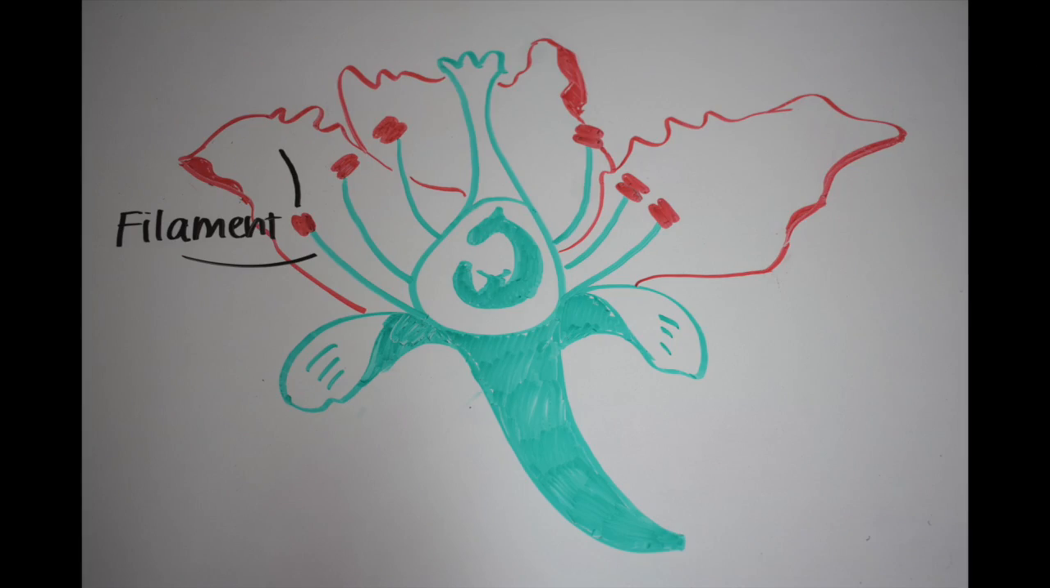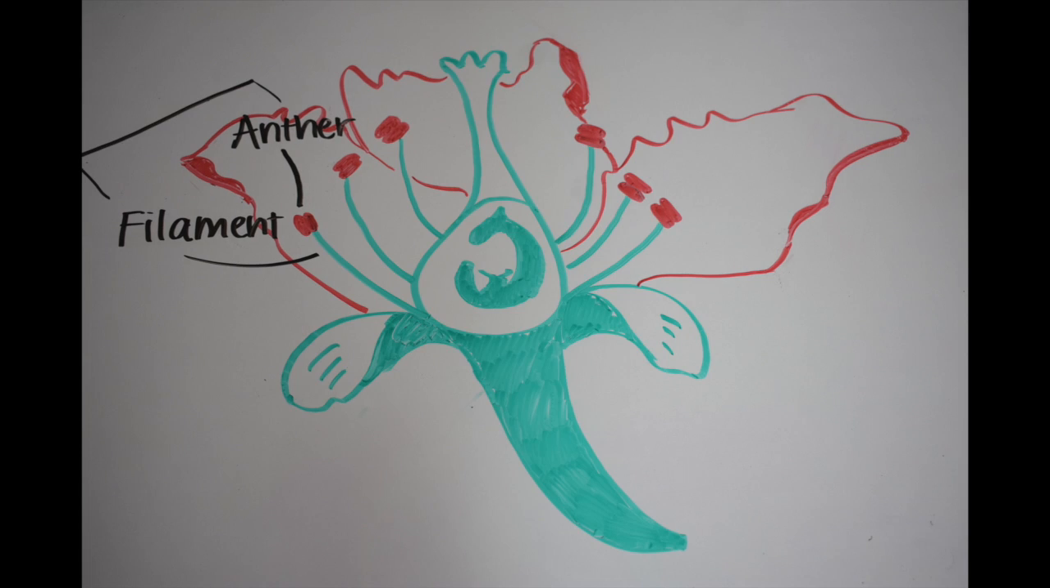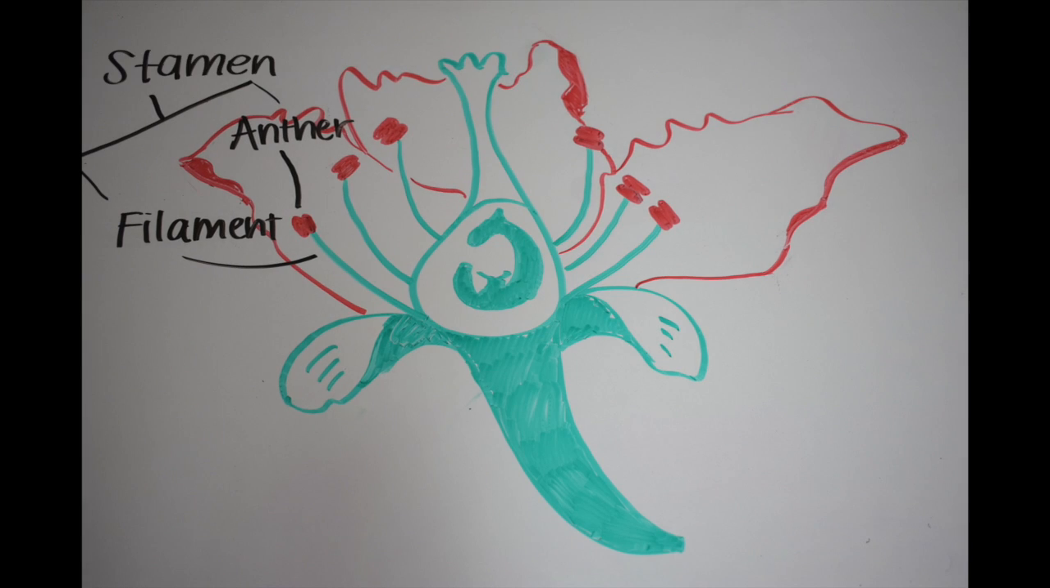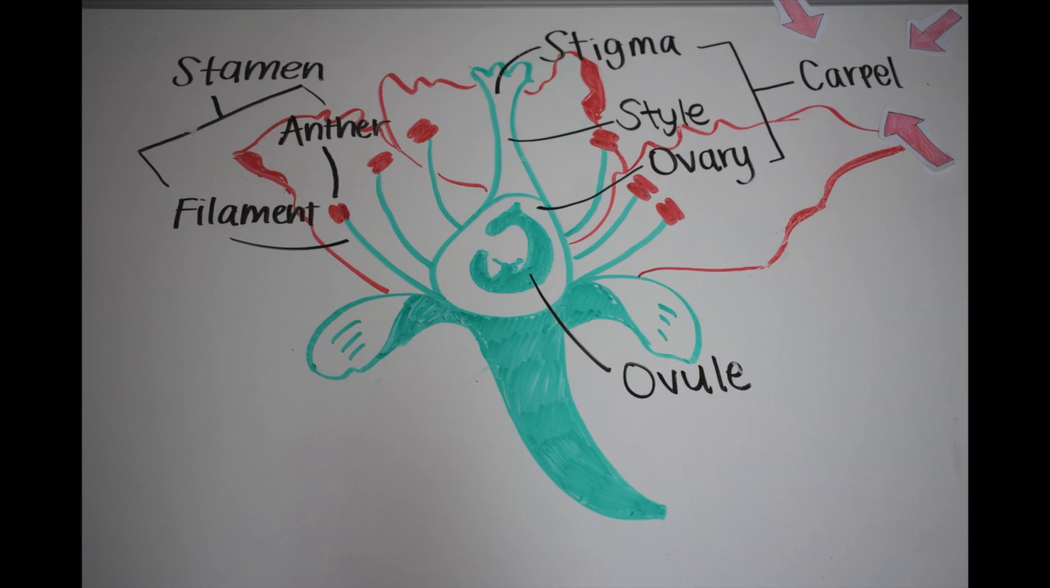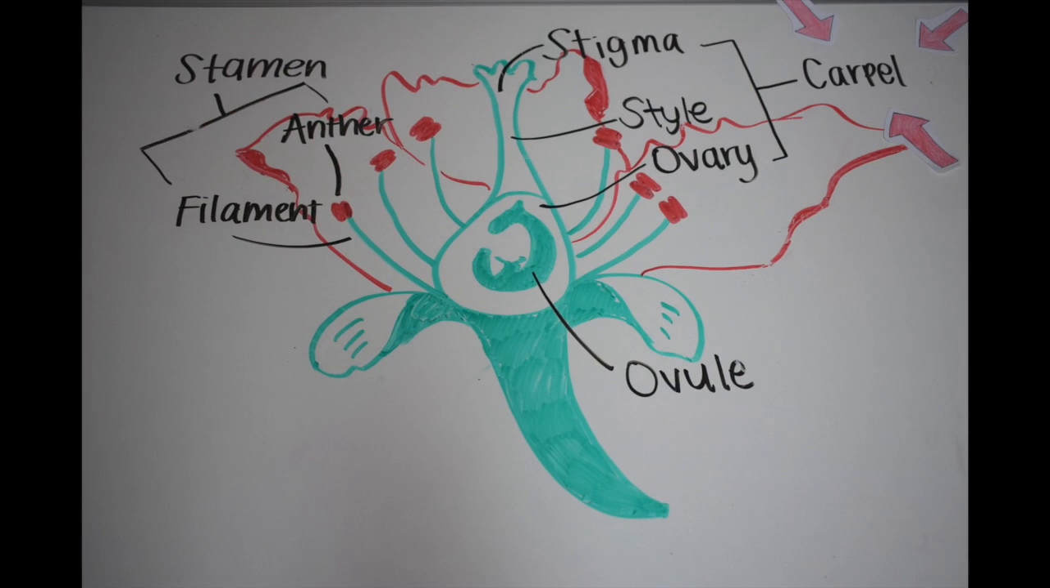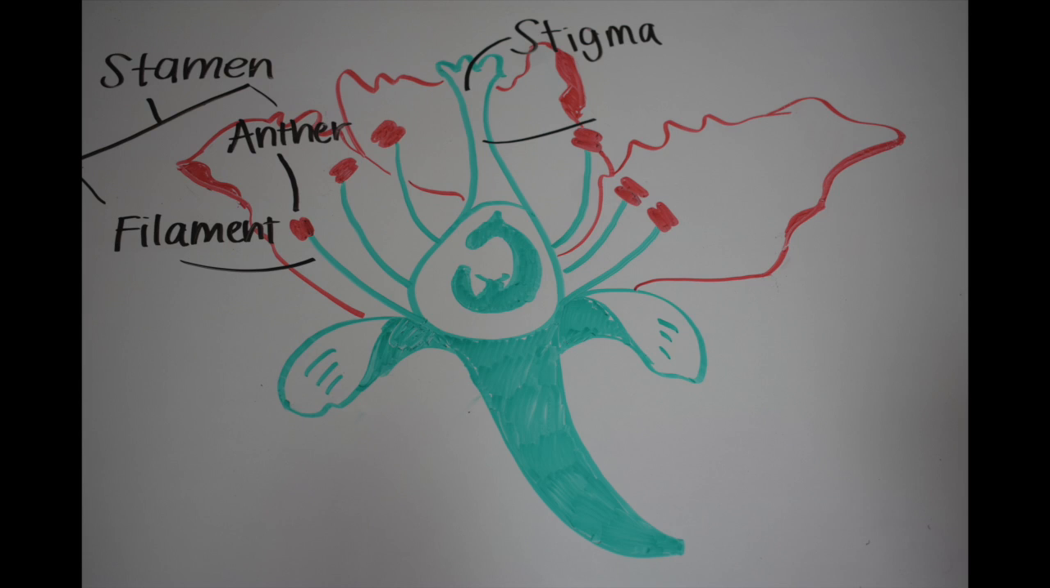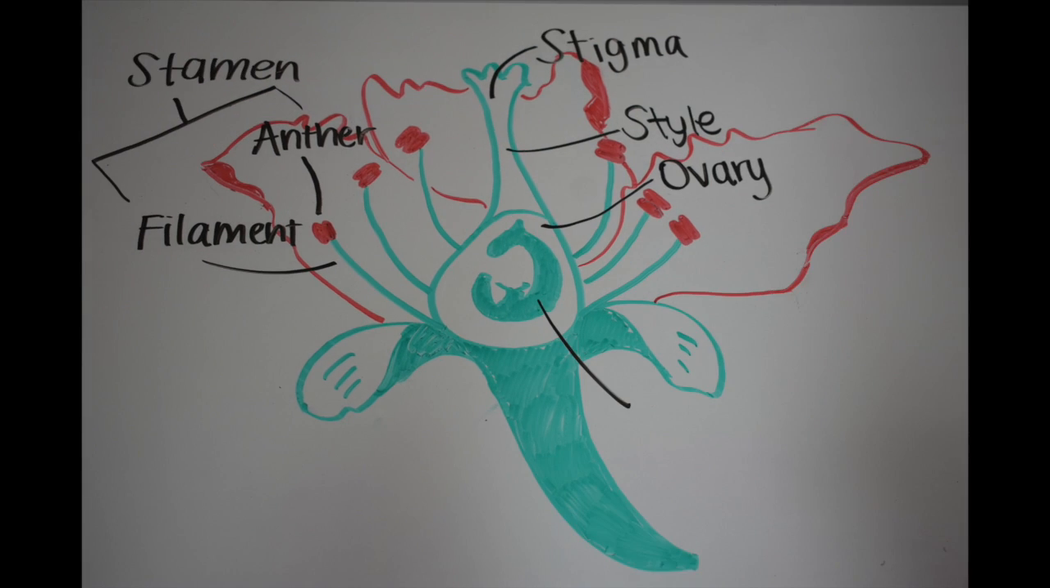The filament is a slender stalk that supports the anther where the pollen is developed. Both the filament and anther are part of the stamen, the male reproductive system. The carpel is part of the female reproductive system, consisting of the stigma, style, and ovary containing the ovule.